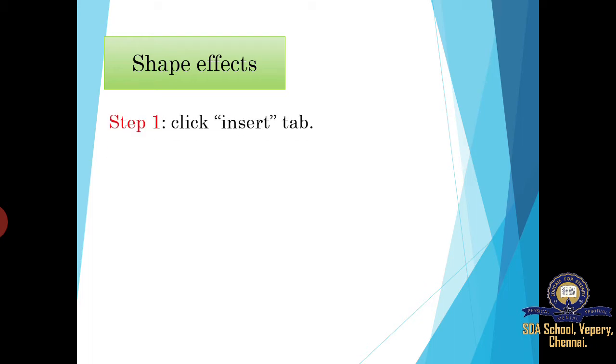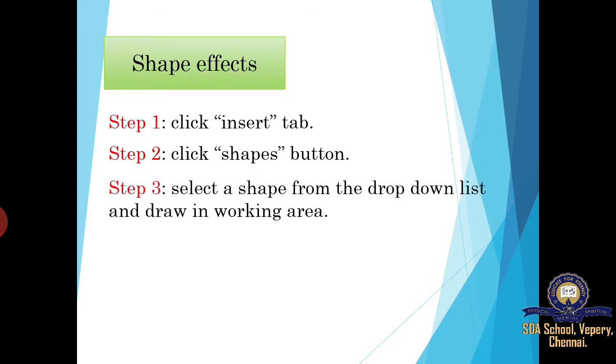The first step is to click the Insert tab. Second, in that Insert tab, it shows many options. Click the Shapes button, then select a shape. When we click the Shapes button, it shows many options, the shapes like rectangle, triangle, square, oval, star, cloud shape, line and arrow. It shows a drop down list, and from that you have to select any one shape.